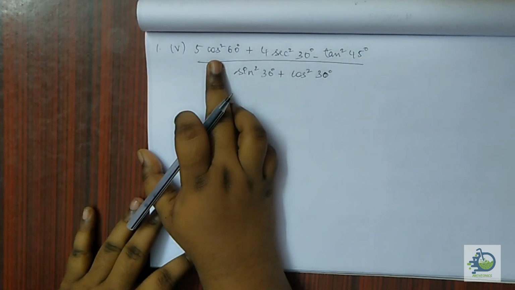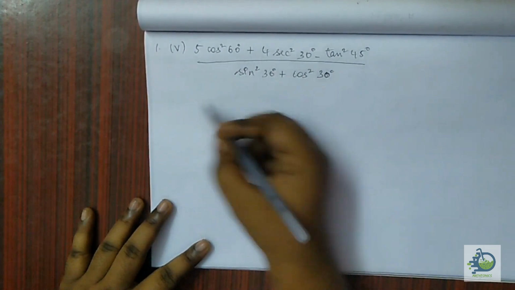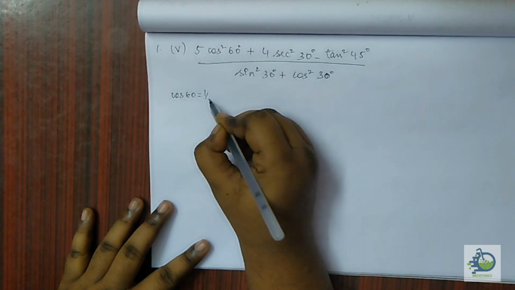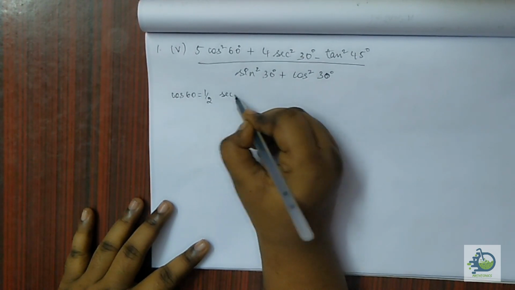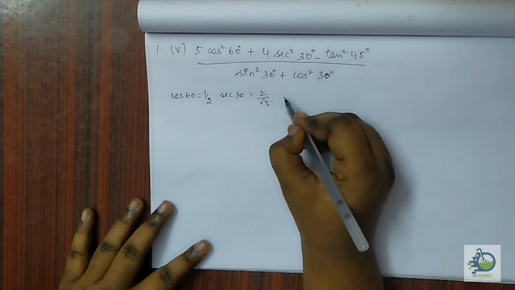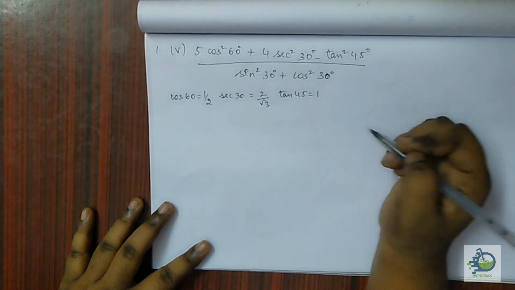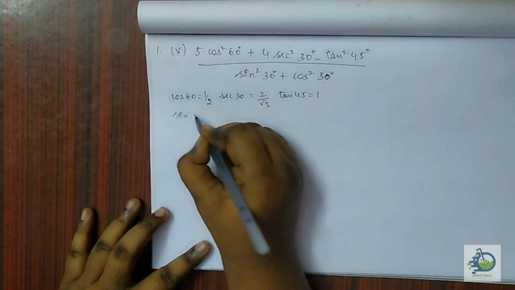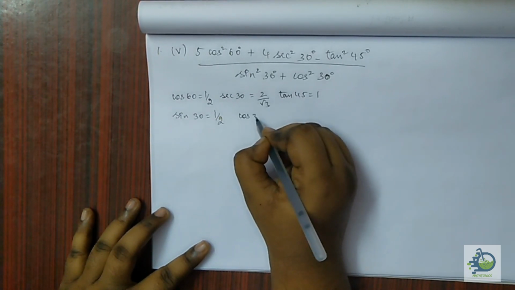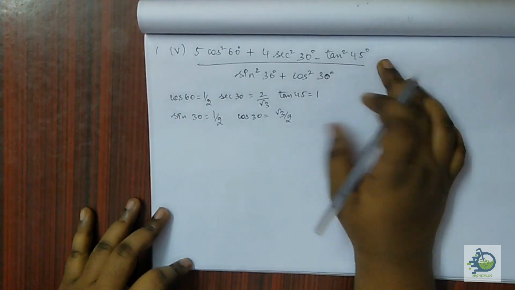Next, let us solve a problem in exercise 8.2, first one, fifth subdivision. Here we need to know the answers for these angles. So cos 60 is equal to 1 by 2, secant 30 is equal to 2 by root 3, tan 45 equal to 1, sin 30 is equal to 1 by 2, and cos 30 is equal to root 3 by 2. So we are going to substitute it here.